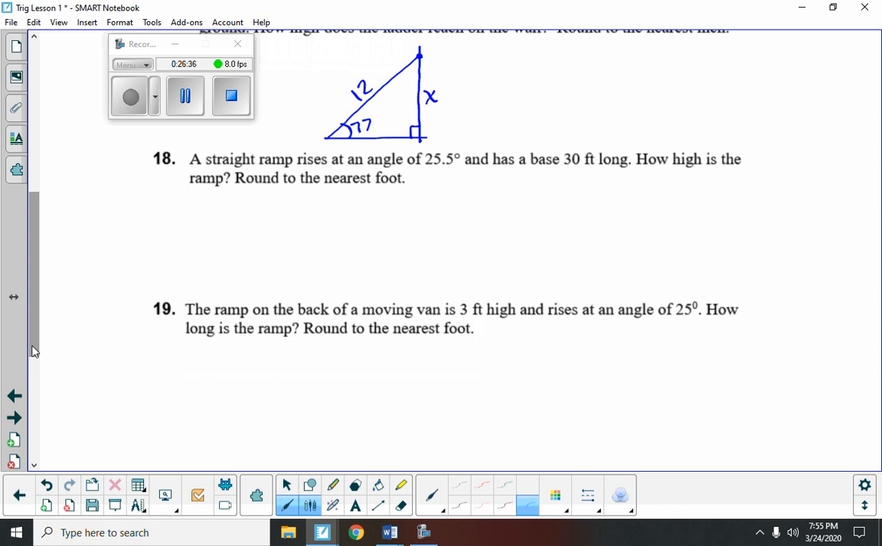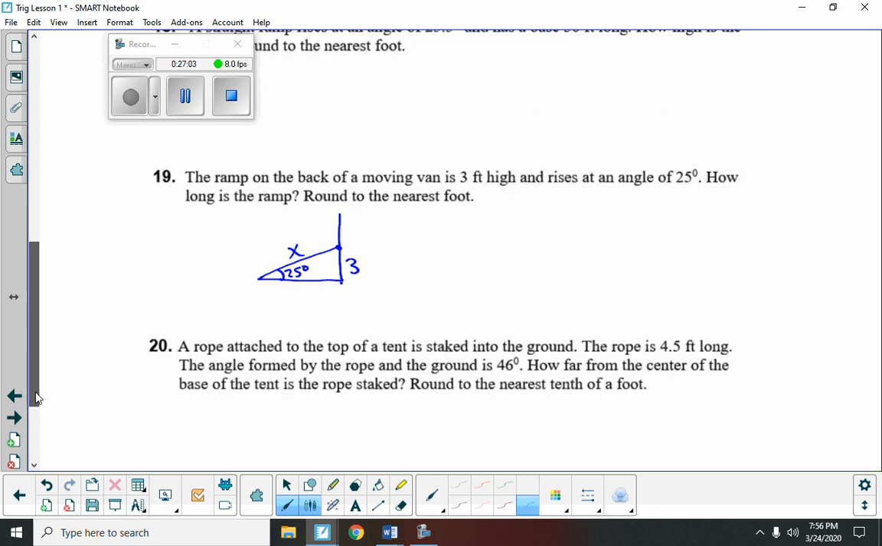The ramp on the back of a moving van is 3 feet high and rises at an angle of 25 degrees. How long is the ramp? Okay, so here's the moving van. Here's a ramp on the back of it. And it's saying that it's 3 feet high. So the highest part, the perpendicular distance to the ground, is 3 feet. All right, here's the ground, and the ramp rises at an angle of 25 degrees. How long is the ramp? So we'll put an X right there.